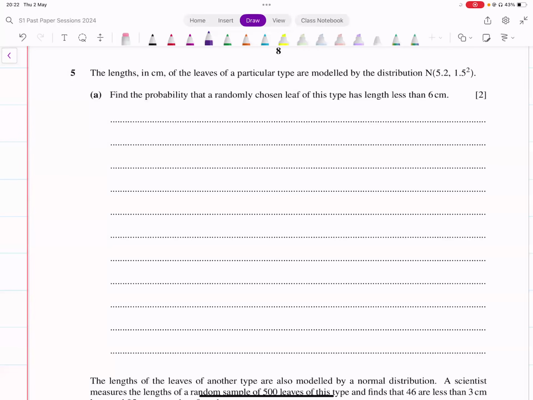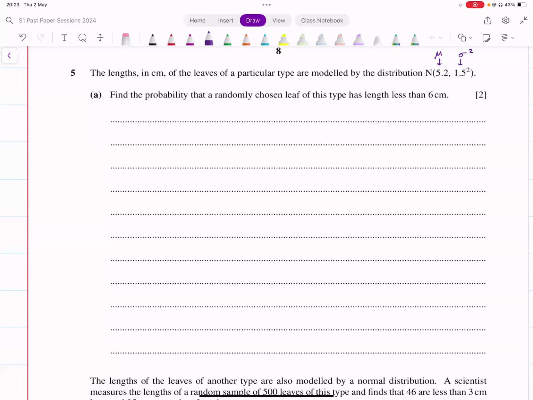Try this one out. Question number 5. It says the lengths in centimeters of the leaves of a particular type are modeled by this distribution, N(5.2, 1.5 squared). Remember in this notation, what are these values? 5.2 is the mean and 1.5 squared is the variance. Variance is denoted by sigma squared. Find the probability that a randomly chosen leaf of this type has length less than 6 centimeters.